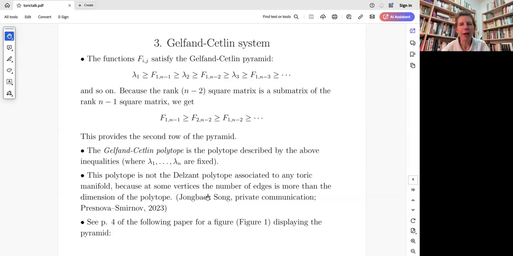And as Jongbek Song explained to me, this polytope is not the polytope associated to any toric manifold, because at some vertices, the number of edges is greater than the dimension of the polytope. This is also worked out in a paper of Pretslova and Smirnov, 2023. So the Gelfand-Cetlin polytope is not associated to any toric manifold.